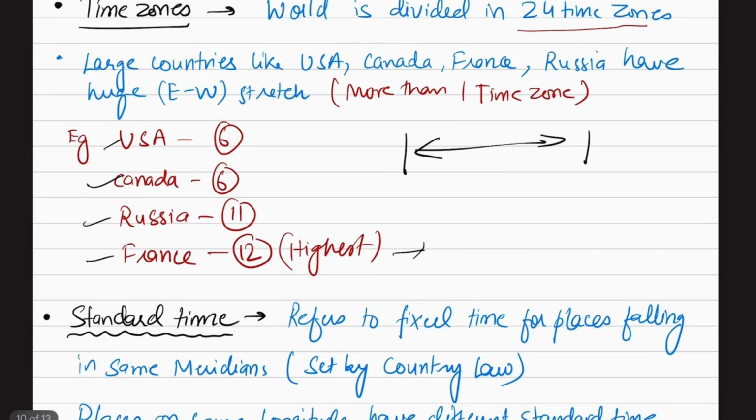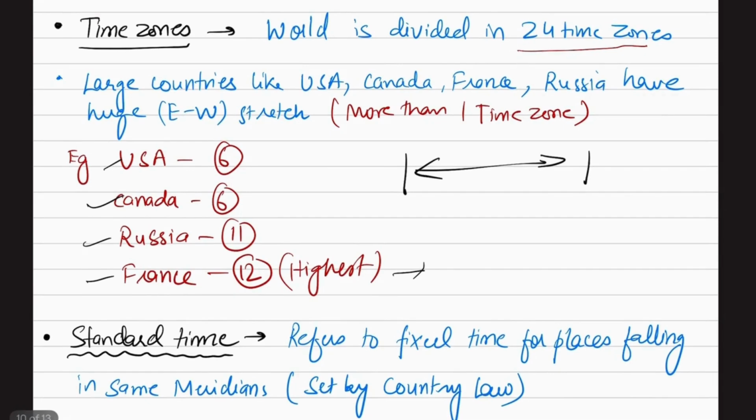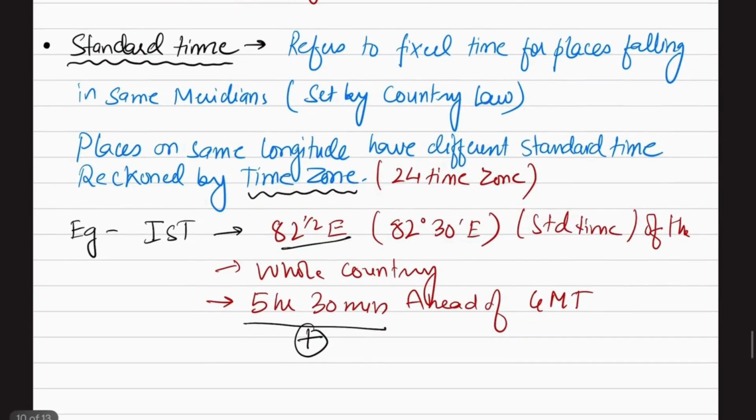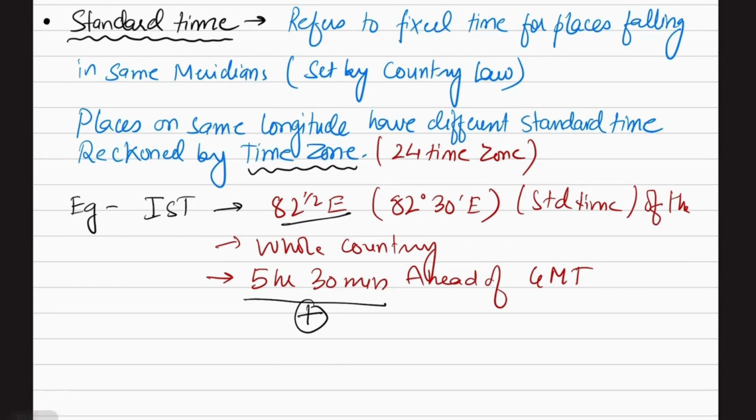Big countries like USA, Canada, Russia, whose width is very much larger as compared to the others, have more numbers of time zones. So in the examples I have already shown, USA has 6, Canada has 6, Russia has 11 as of now, and France has 12, which is the highest of all. This standard time, to avoid confusion, each country has its own central meridian.